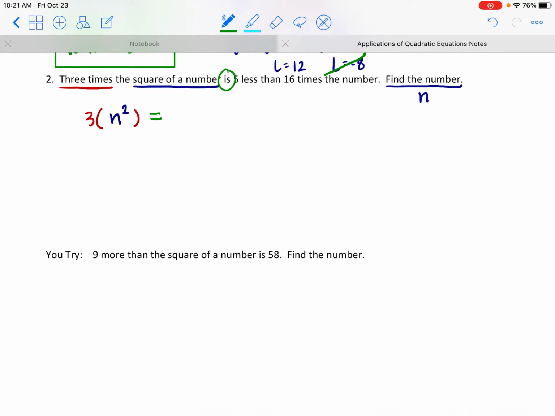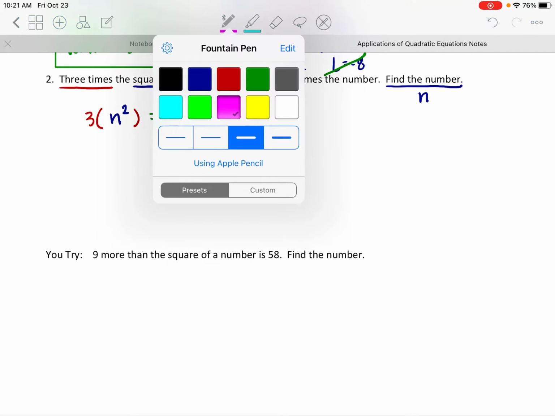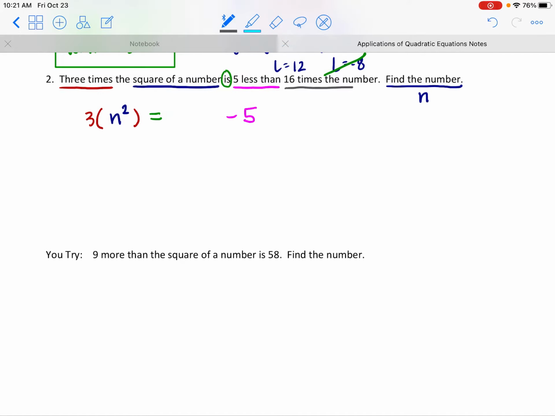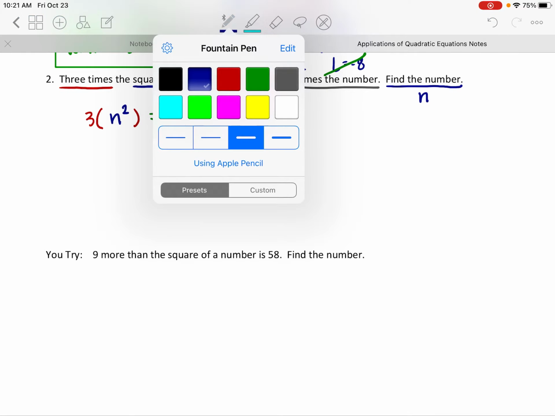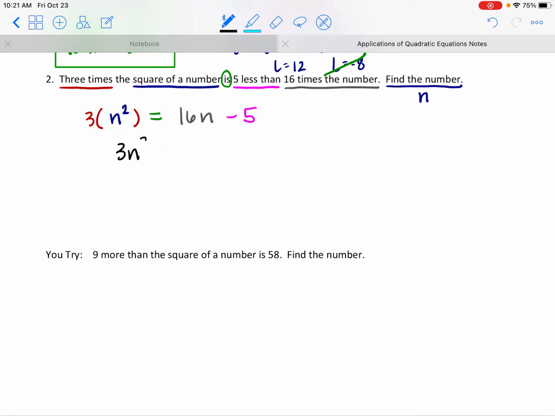And then it says, oops, I can't see it because I made my green circle a little too big. Is our equal sign. It says 5 less than. 5 less than means subtract 5 from something. That's why I left a little space there. And then lastly it says 16 times the number. So 16 times my number is going to be 16n. And there it is. We have 3 times the square of the number is 5 less than 16 times the number. That is our quadratic equation that now if we solve, we can figure out the number.